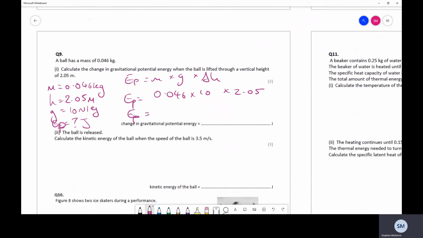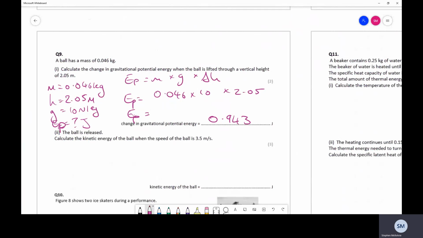EP is therefore equal to 0.046 times 10 times 2.05, giving me an answer of 0.943. Now there's 3 decimal places there, so we can leave it as 3 decimal places here as well.